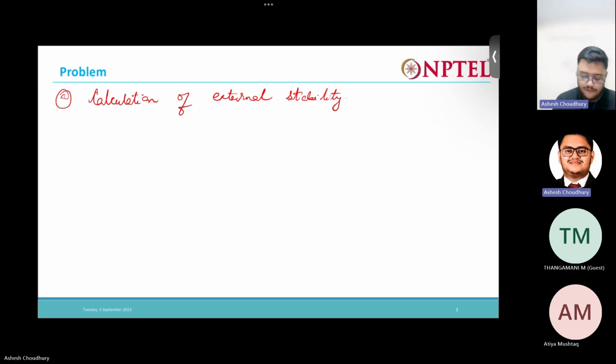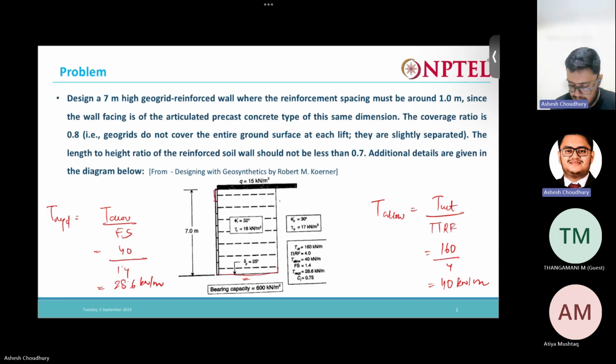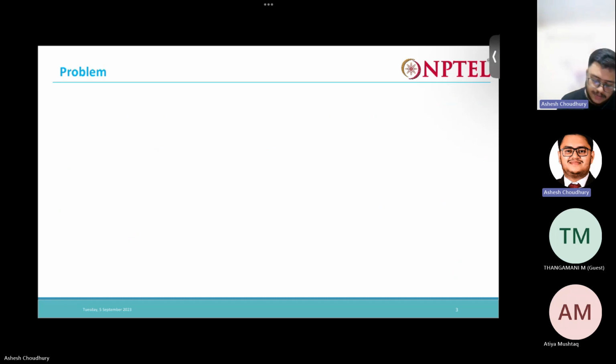So for the sliding and the overturning, the first thing that we will determine is the earth pressures. So we have the backfill soil here. The backfill soil will be giving some lateral pressure on the reinforced soil mass. So this is the reinforced soil mass, and here we have the backfill soil. First, to determine that, let us determine the earth pressure coefficient.